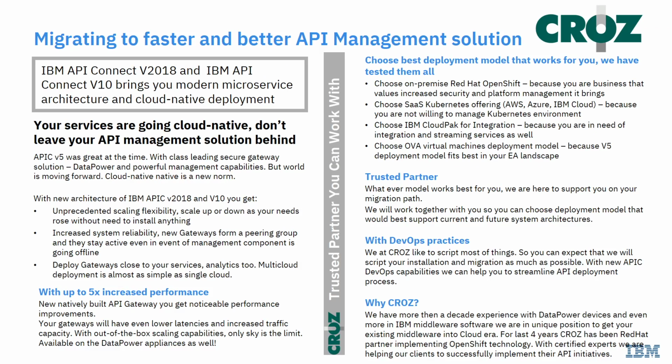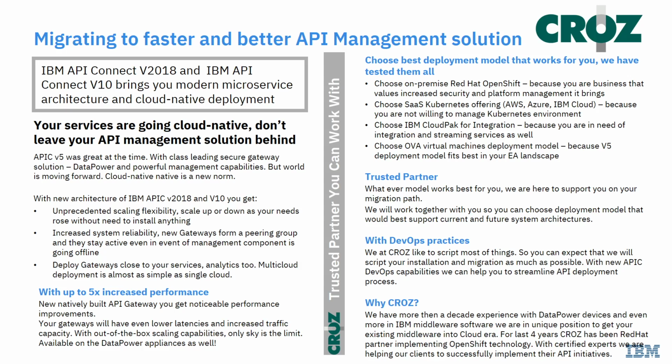So why do you want to migrate then? What are those benefits? First and foremost, it's a modern microservice architecture and cloud native deployment of API Connect. Version 5 was great at the time. It was a solution with a class-leading secure gateway, but the world moved on to more modern microservices architectures. And API Connect 2018 and version 10 is just that.